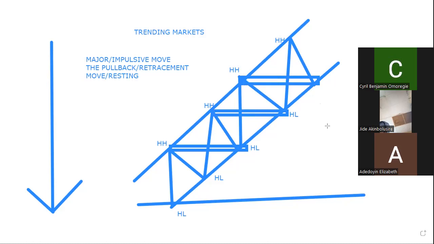Have you written that, sir? While resistance zone is any area where sellers have come into the market in the past and pushed the market prices down.